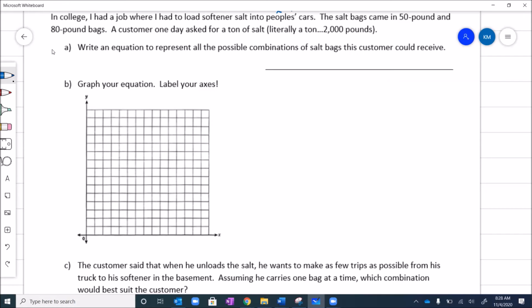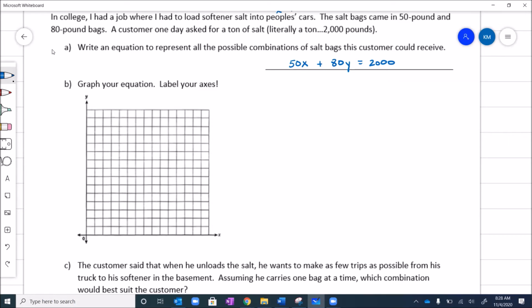So here we go. There are 50-pound bags and 80-pound bags. So as we write this equation, we say, okay, for each bag of 50-pound bags, it's 50 pounds, plus, for each bag of 80-pound bags, it's 80 pounds. Okay, notice that these are different bags, and that's why there's different variables. These aren't linked together at all. Okay, but we know that when we're done, he's going to have a ton of salt.